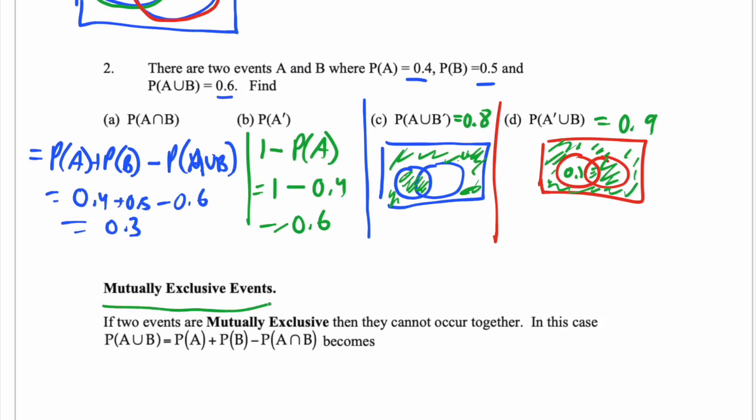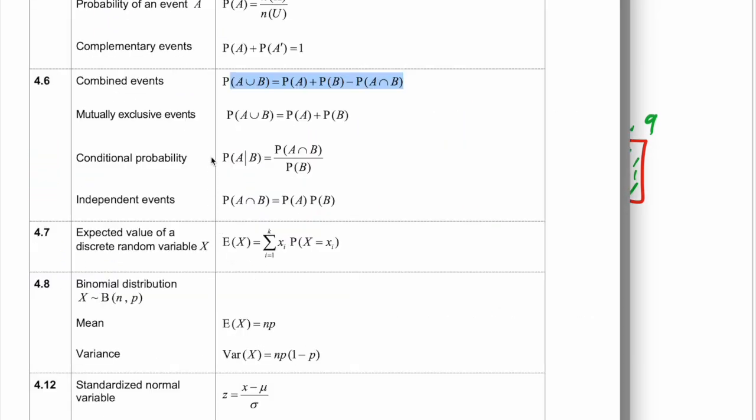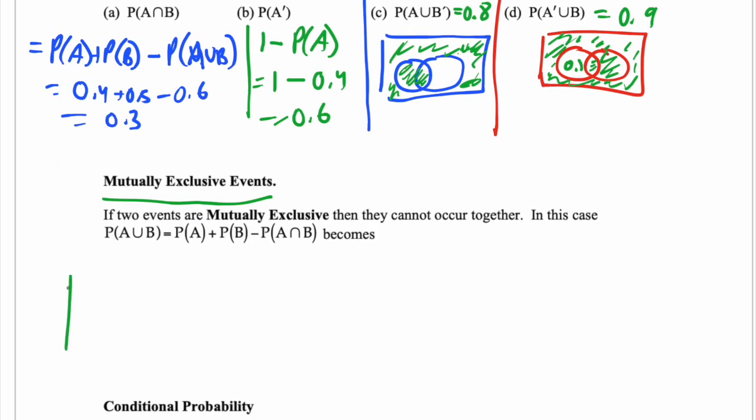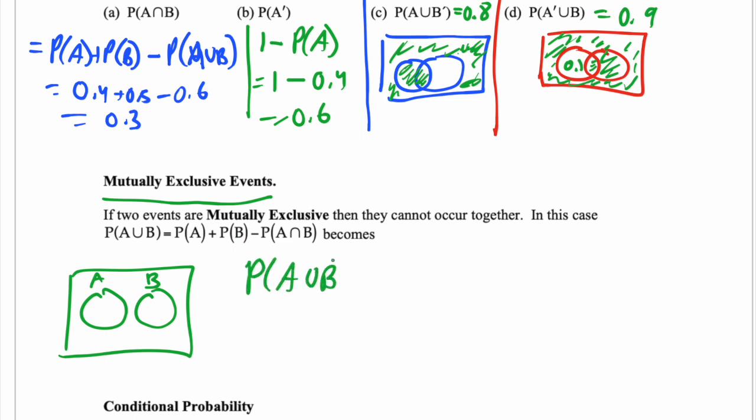Okay, mutually exclusive events. Now, you don't really even need this formula in the formula booklet. It's the same as the one on the top. If they're mutually exclusive, then A and B have nothing in common, so this term just becomes 0. So obviously, the formula becomes this, right? The Venn diagram just looks like two non-overlapping circles. So these are what mutually exclusive events look like. So obviously, the union is just adding them together. So probability of A union B is just probability of A plus probability of B.